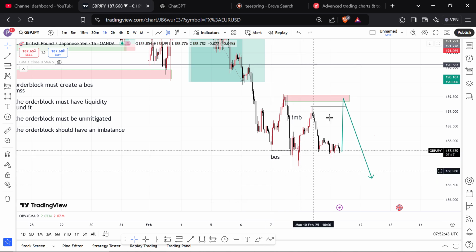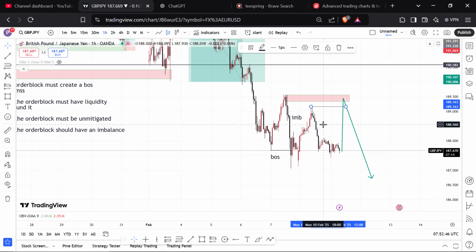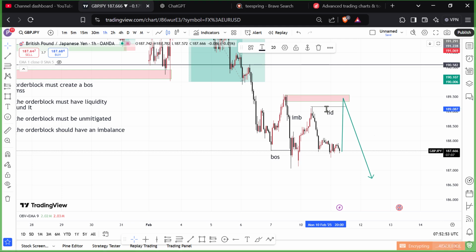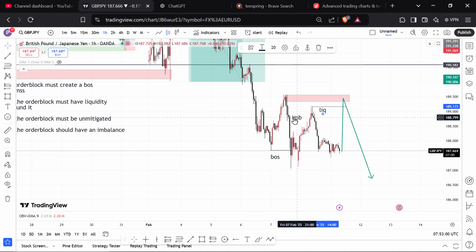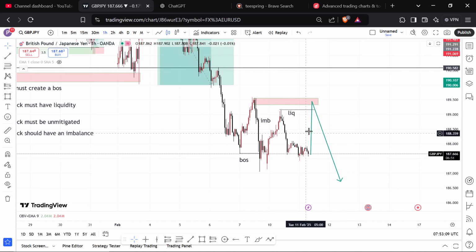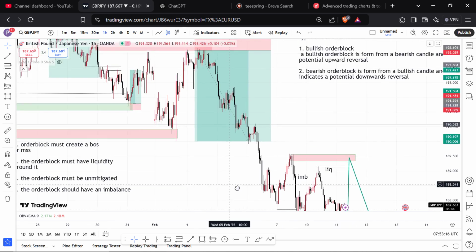So now here we have liquidity. This is liquidity. So these are the rules we need: a break of structure, imbalance, liquidity. So what do we expect? We expect the market to come to this level, tap into this level, and sell off. Once the market gets to this level, I don't just enter the trade. I look for confirmations to enter. So these are the rules you need to trade a valid order block.